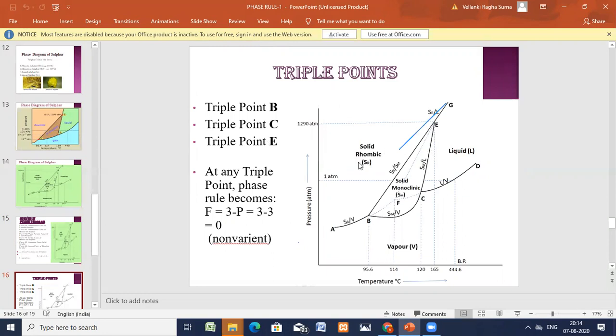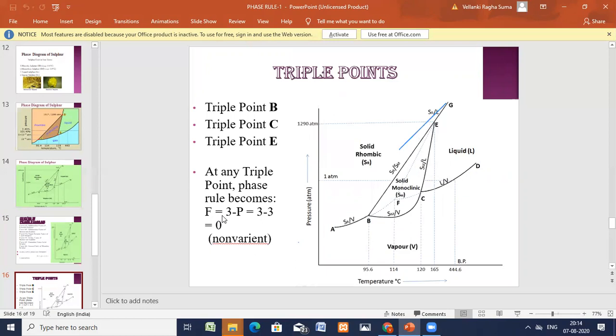Triple point here. Any of the triple points you take: B, C, E. Yeah, 1, 2, 3 areas. The meeting place is the triple point. Again, E, 1, 2, 3 meeting place is the E. At all these triple points, the phase rule will apply.